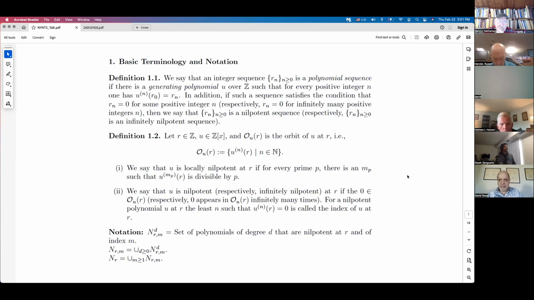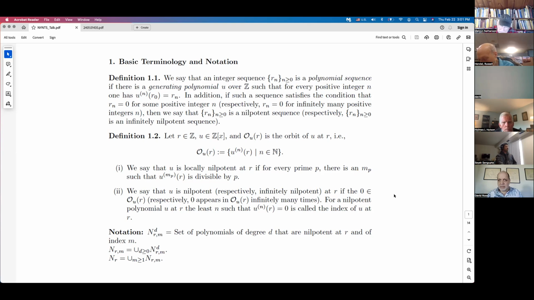So I'm defining a polynomial sequence to be any integer sequence Rn which has a generic polynomial u. And by that, what I mean is that u0, well, this notation is for the nth iteration of u with itself. So u composed with itself, going on n times. And what I want is u of R0 to be equal to R1, u of R1 to be equal to R2, and so on. So this is the nth iteration of u at R0, and that is supposed to be equal to Rn for each positive integer n.